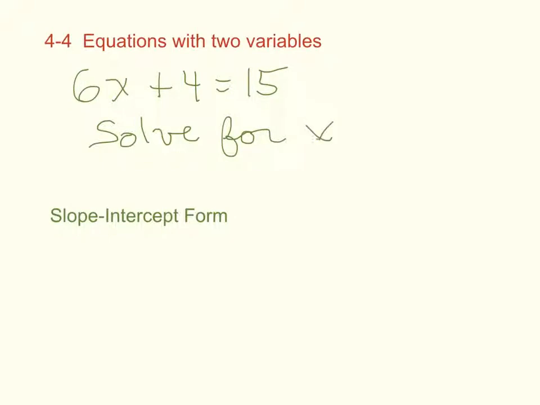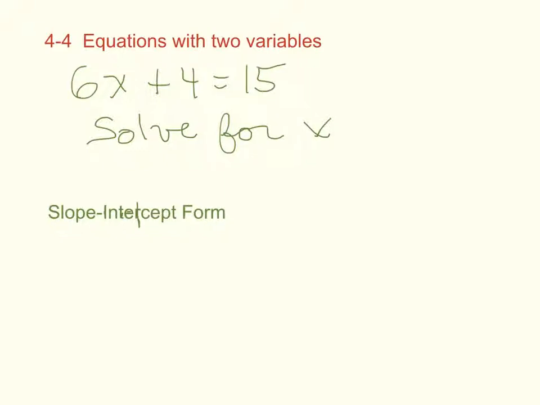Now what we want to do is solve equations that have two variables. For instance, an equation like 8x plus 4y is equal to 12. That has two variables in it. It has an x and a y. And this is what's different about what we're going to do.